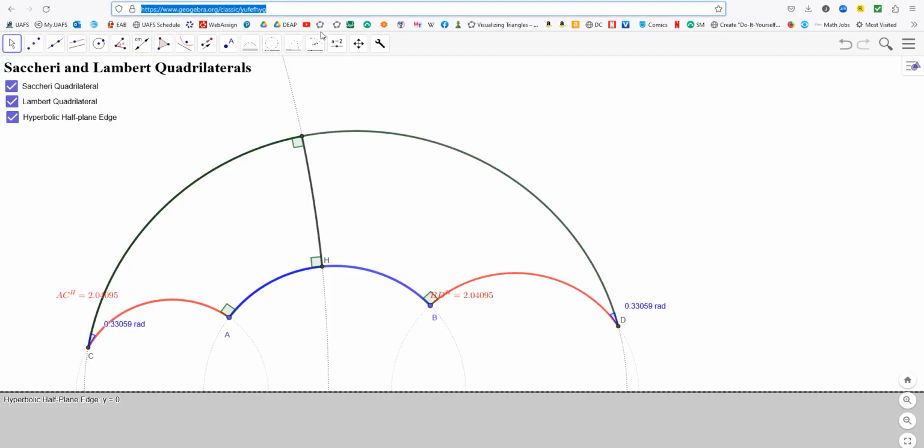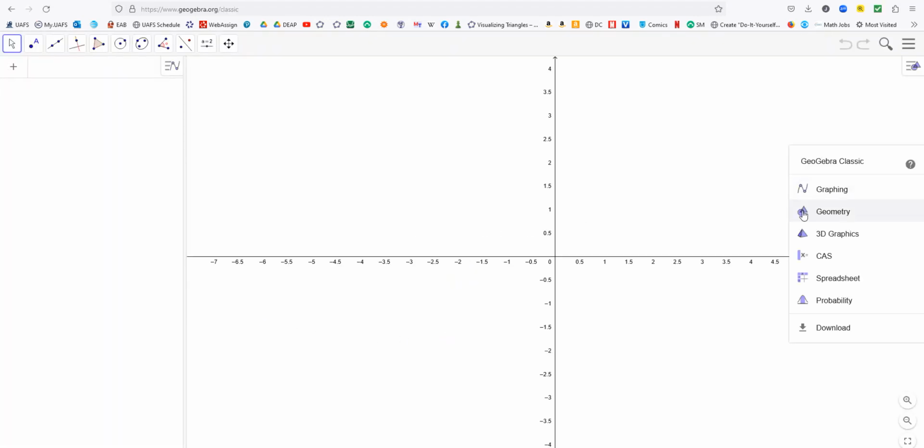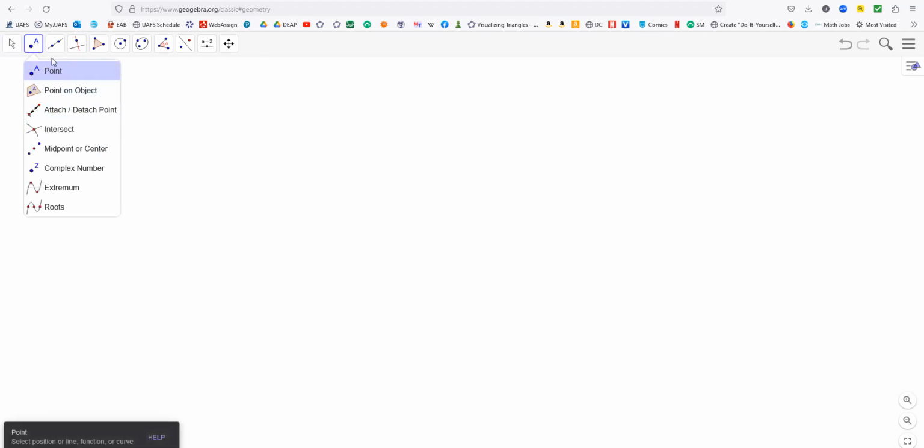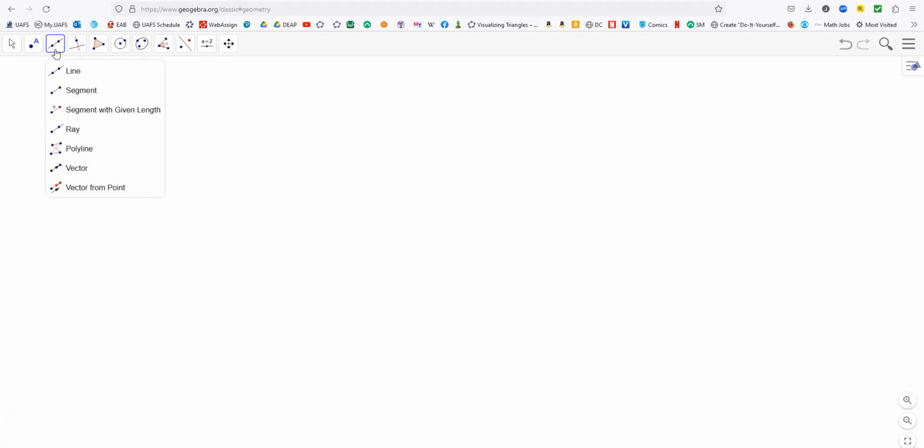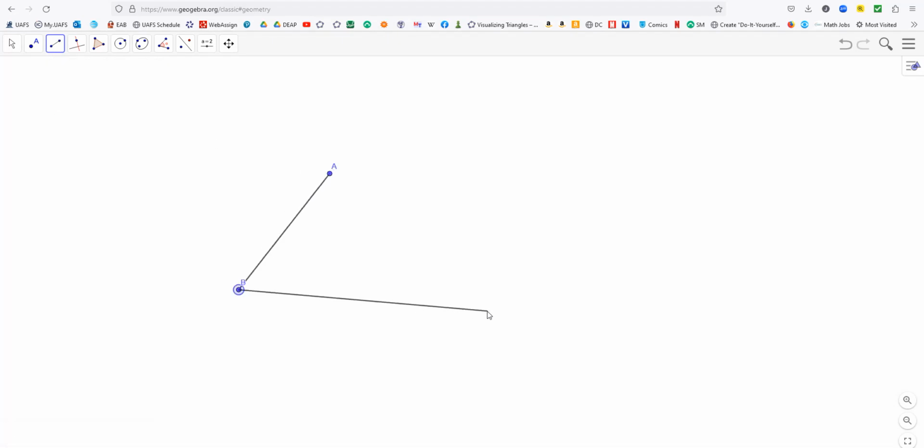Let's actually just open a new window here. Just go to GeoGebra's main site, go to Classic. This is going to be done in a basic geometry setting. So in this case, we can start with 3 free points and make line segments. I'm just going to use the line segment tool. So there's A, B, and C.